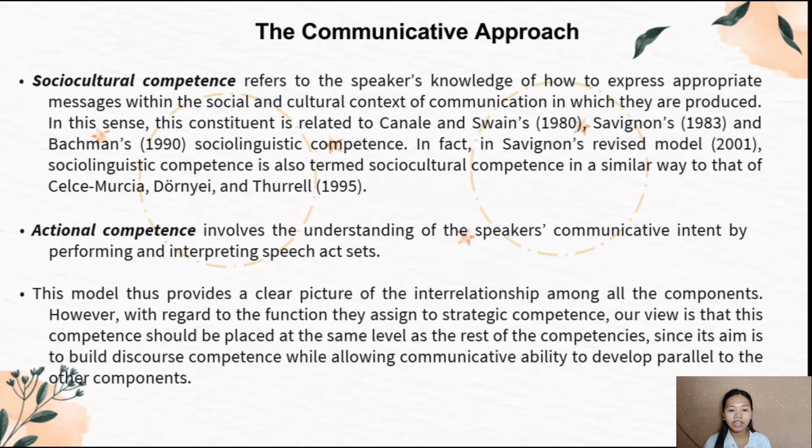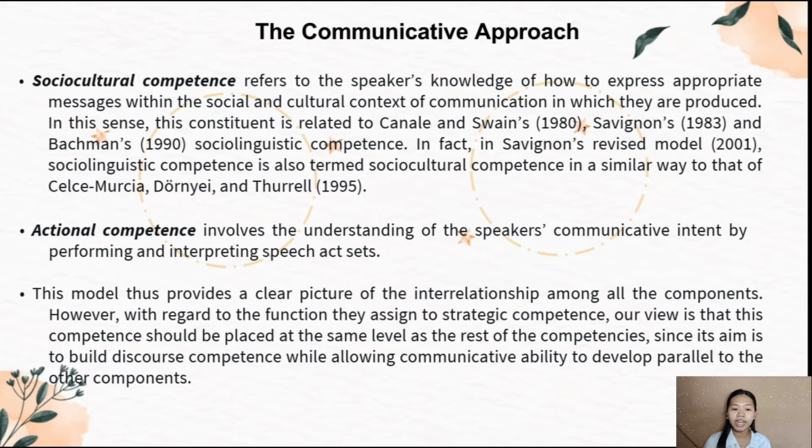In fact, in Savignon's revised model in 2001, social-linguistic competence is also termed as social-cultural competence in a similar way to that of Celce-Murcia, Dörnyei, and Thurrell in 1995. Here we have the term actional competence, as you heard a while ago.